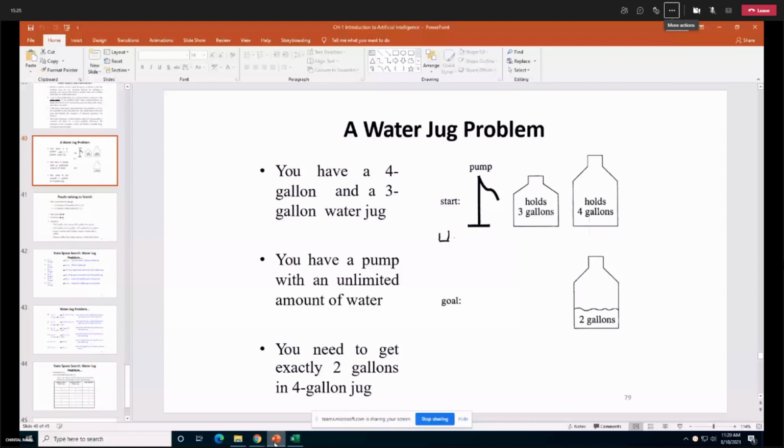If this problem statement is clear to all of you, then I shall move towards the state space representation. Is it clear to you? Yes, ma'am. Okay.